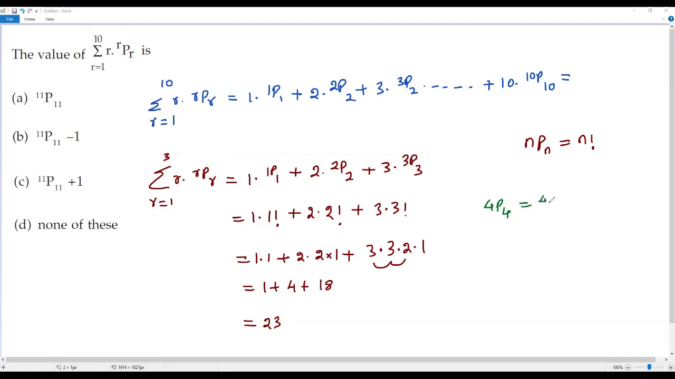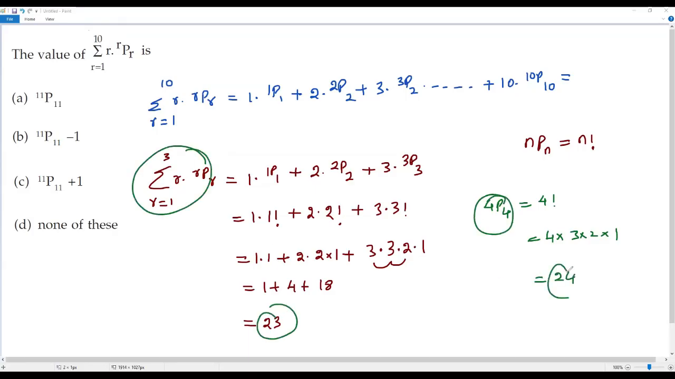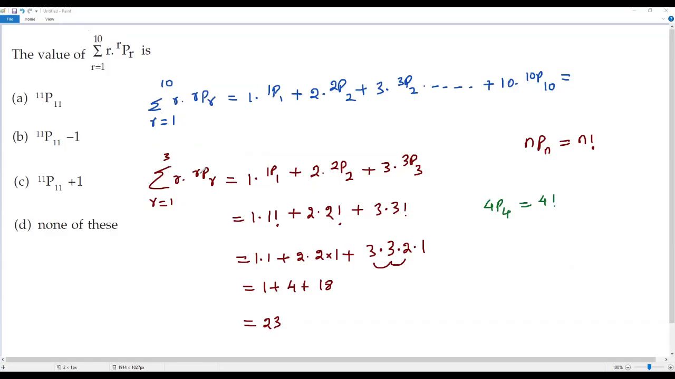Okay, 4p4 means that is 4 factorial. So the value of 4 factorial is 4 times 3 times 2 times 1, 4 times 3 is 12, 12 times 2 is 24. Okay, I got 4p4 equals 24. So the value of this one is 23. The value of 4p4 is 24. So 4p4 is not equal to this one. So now let's go to the second answer choice over there.